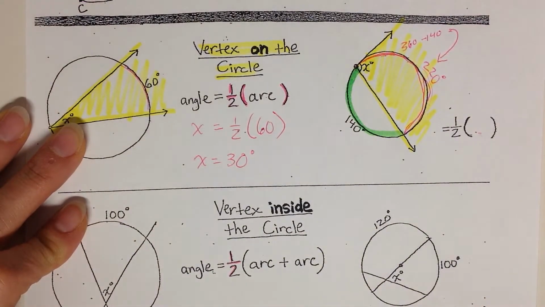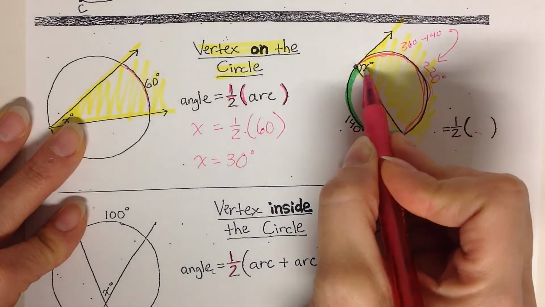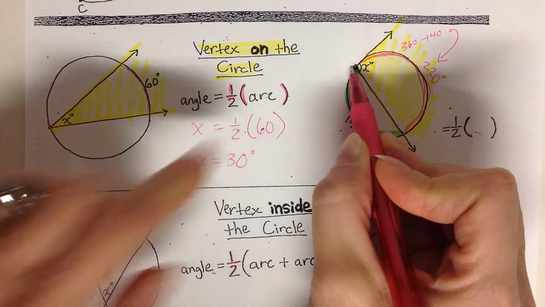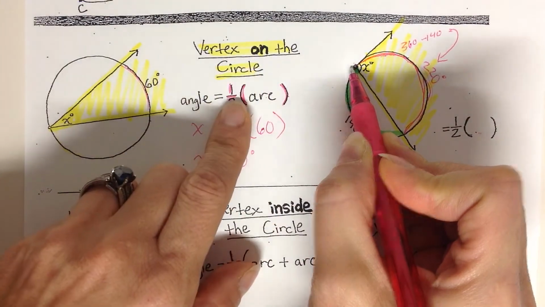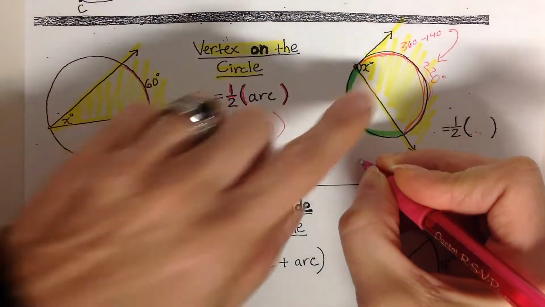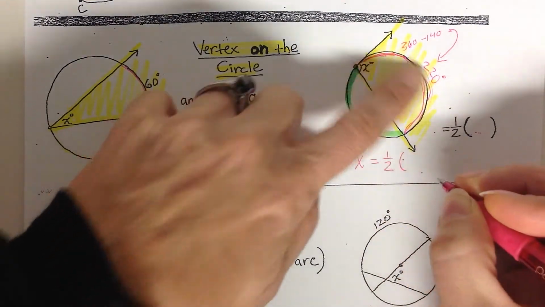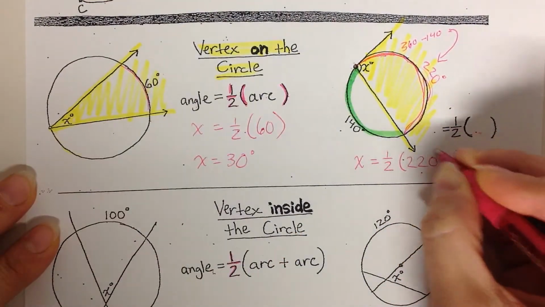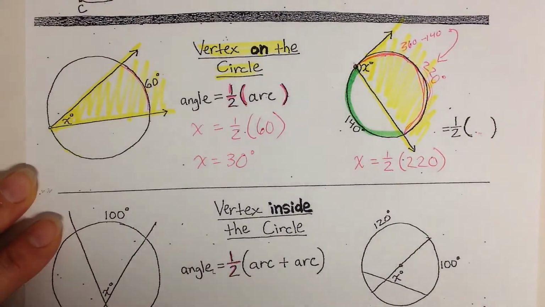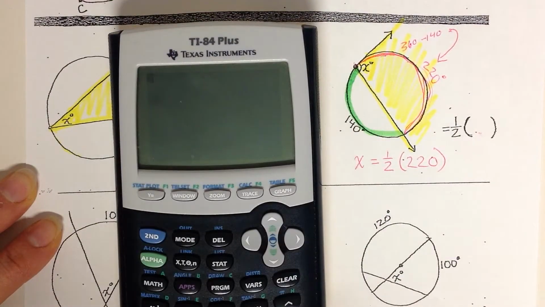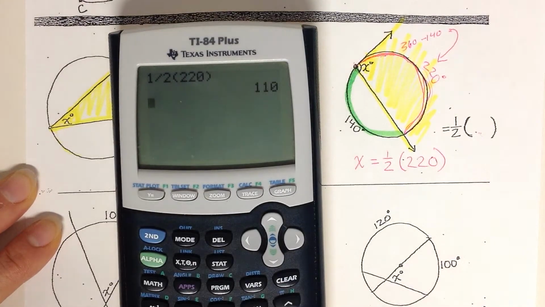Okay, so now I'm ready to go. I've got the arc that's in my angle. I know it's on the vertex, so it's just half the arc. So the angle, X, equals 1/2 of 220. Alright, go to my calculator. 1 divided by 2 times 220, or just 220 divided by 2.